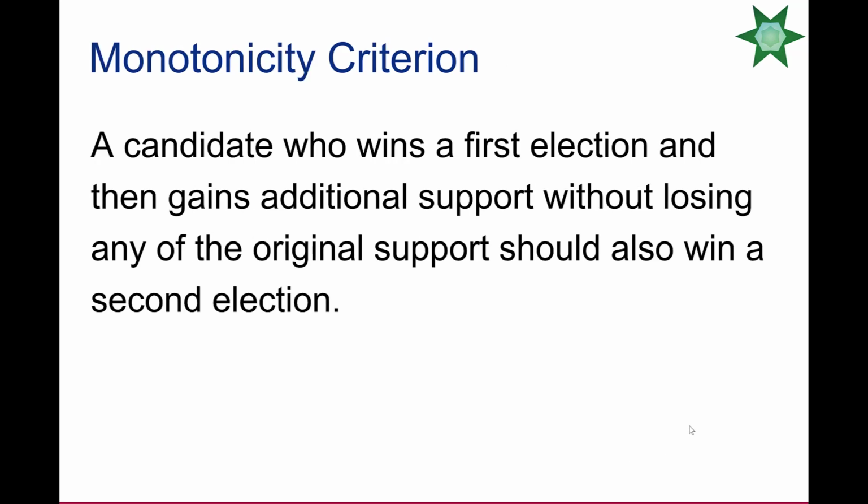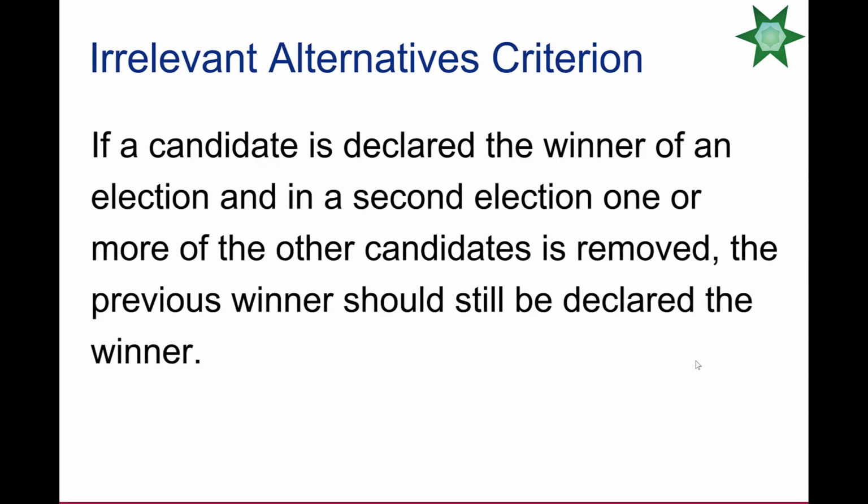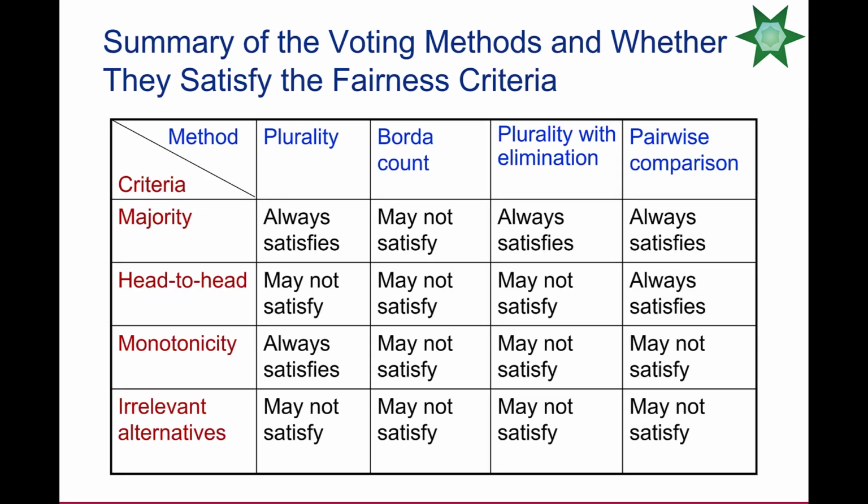be declared the winner. The monotonicity criterion: a candidate who wins a first election and then gains additional support without losing any of the original support should also win a second election. And irrelevant alternatives criterion: if a candidate is declared the winner of an election and in the second election, one or more of the other candidates is removed, the previous winner should still be declared the winner.